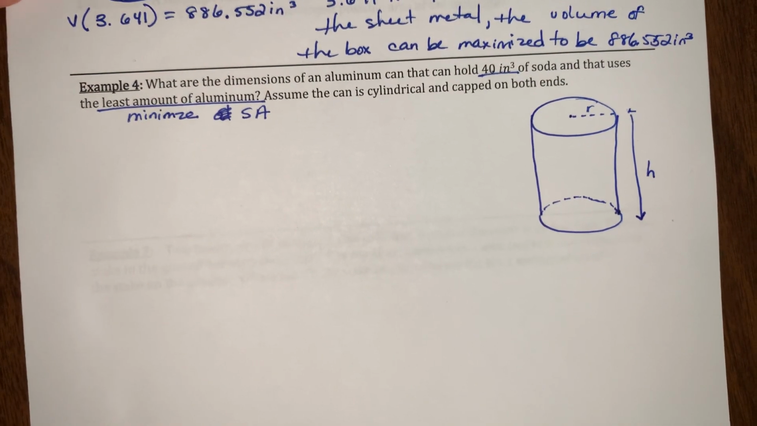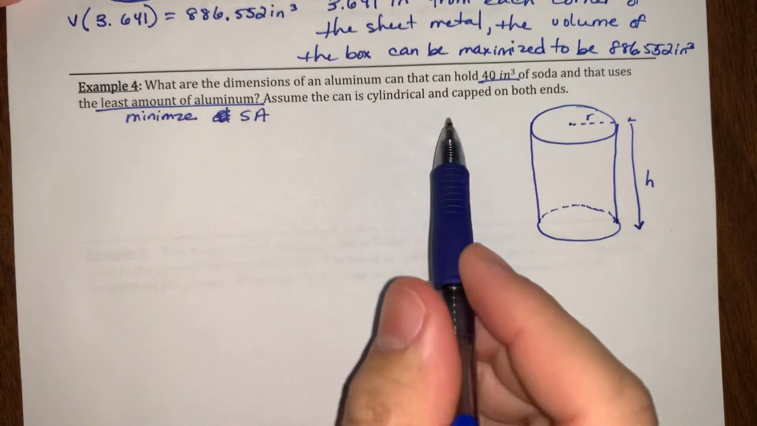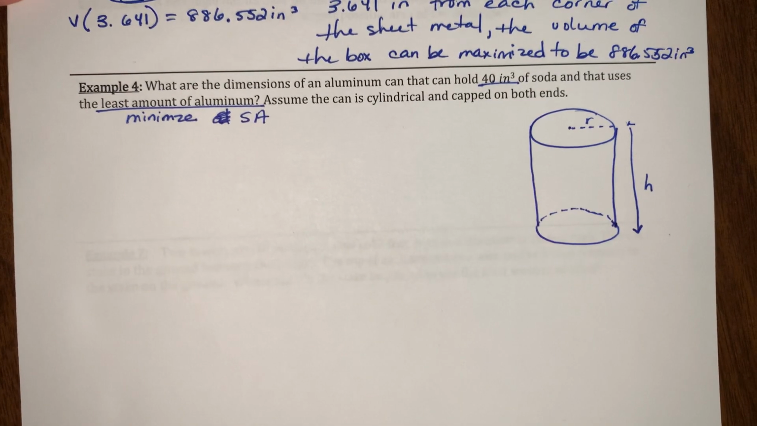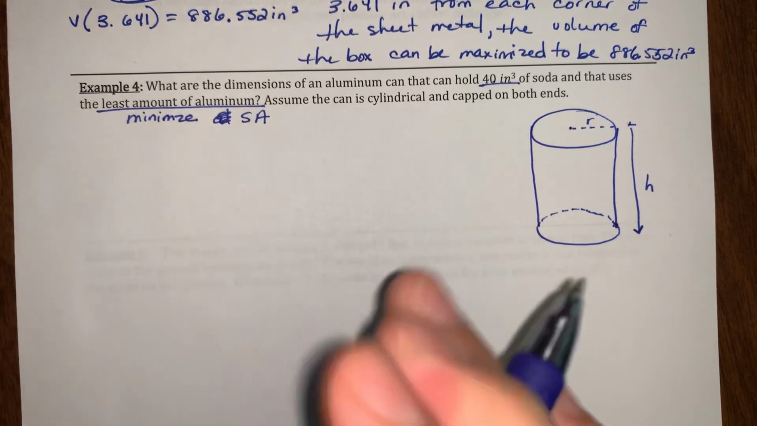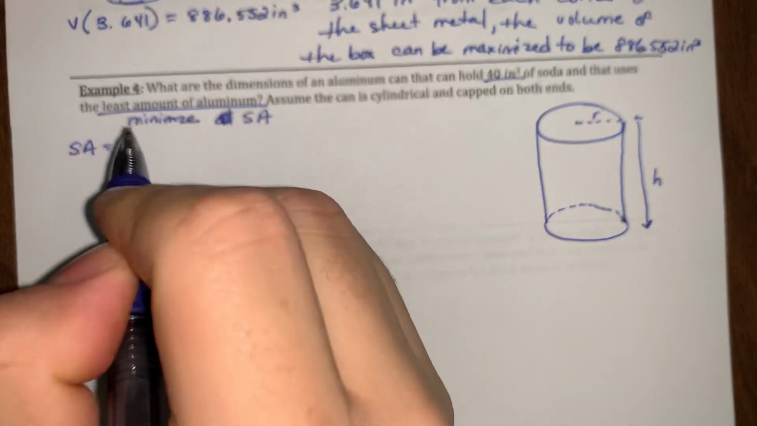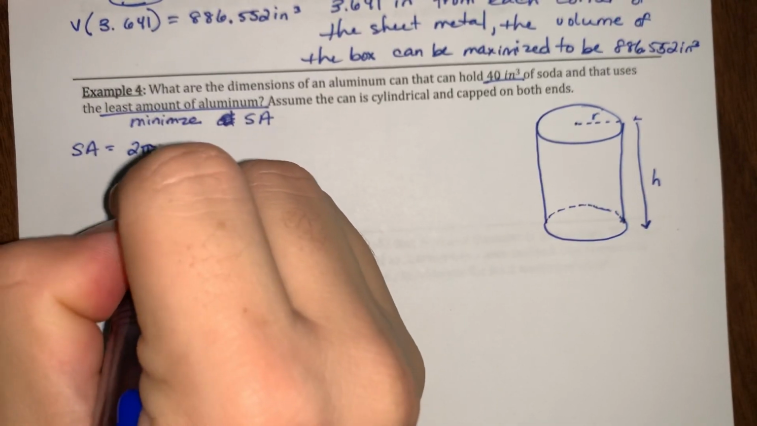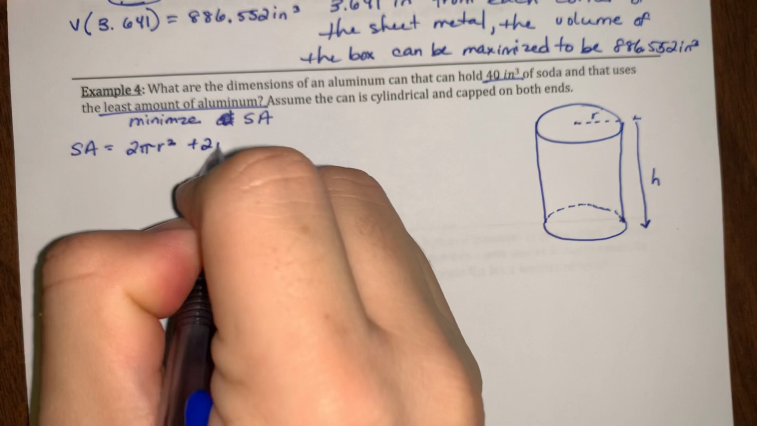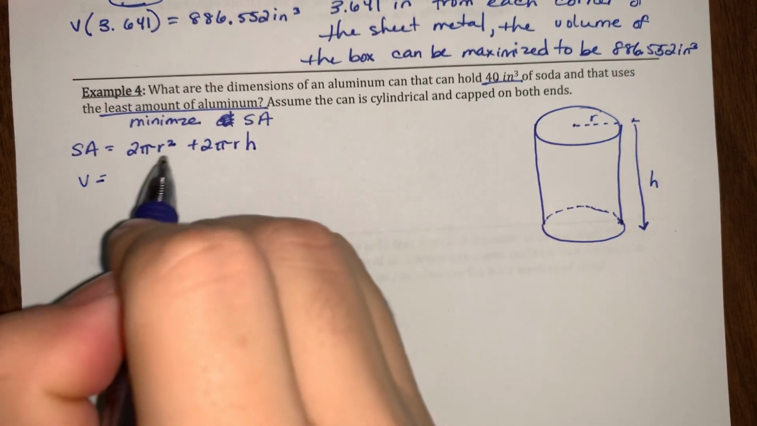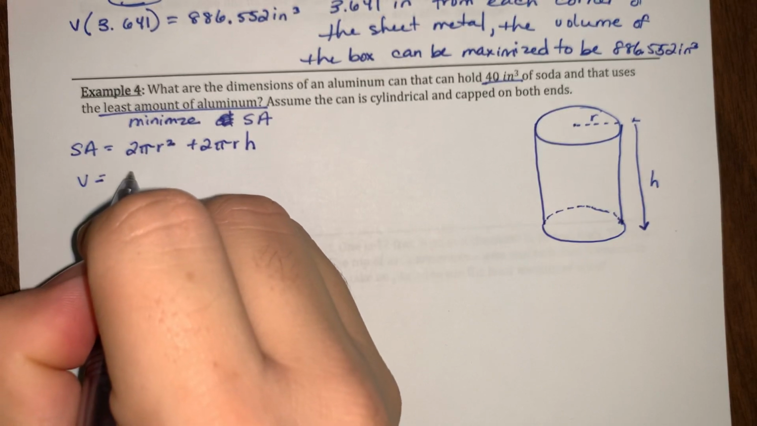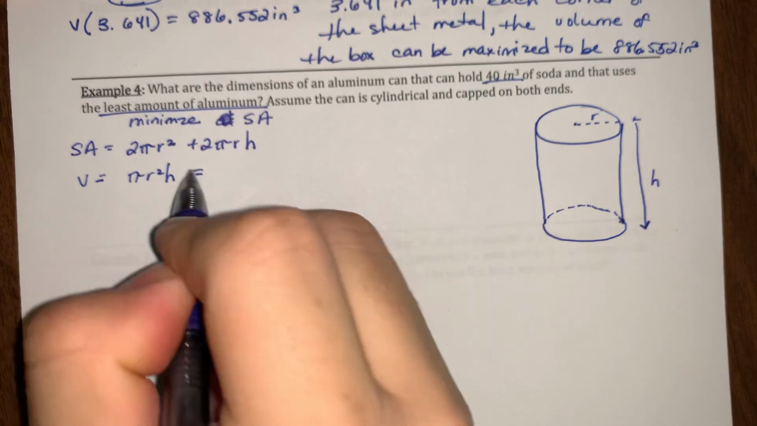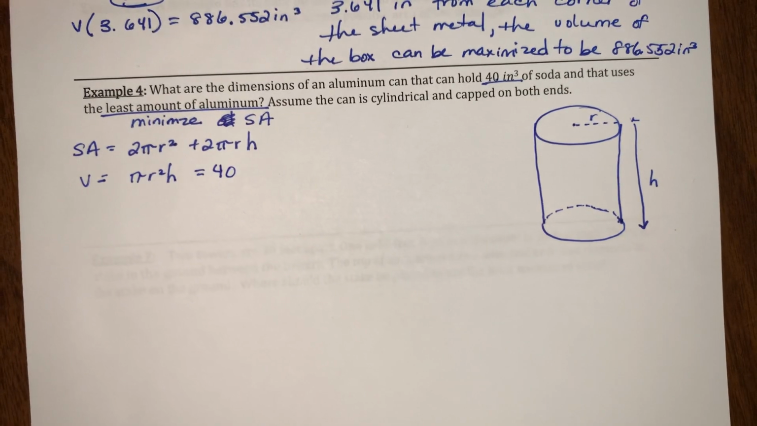I don't know if they're going to give you the formulas embedded into the question. I know on the semester exam they would, but on the AP exam, I'm going to try to see if I can find some, but hopefully they do. And if not, we should know from geometry days that the surface area is equal to 2 pi r squared plus 2 pi r h, and the volume is equal to pi r squared h, and in this case, it's 40, okay?